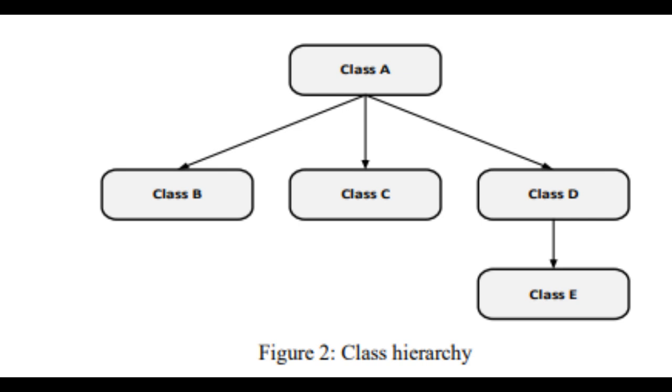Inheritance can be carried to several generations of classes, as shown in Figure 2. Class E is a subclass of Class D, which is also a subclass of Class A. In this case, we can also consider Class E a subclass of Class A, even though it is not a direct subclass. This whole phenomenon of class representation is known as a class hierarchy.